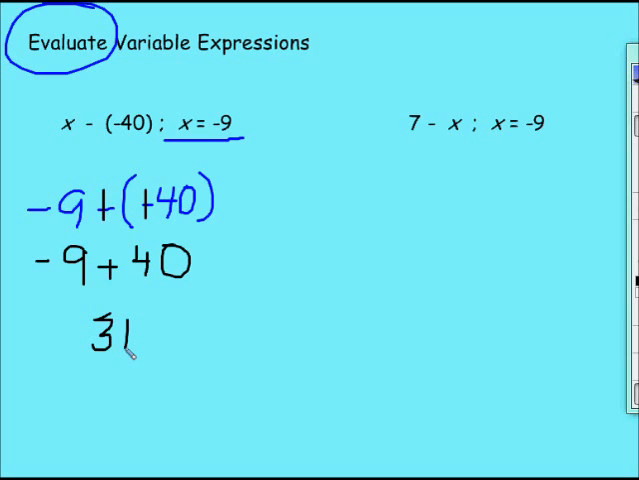If I look at the next one, I have 7 minus, and I'm going to substitute in my negative 9. Turn back to our blue so we can illustrate the difference. We're going to add the opposite. So now I have a positive 7, but I also have a positive 9. So I can go ahead and combine those and give them the sign that they share, which is positive. So the answer there would be a positive 16.